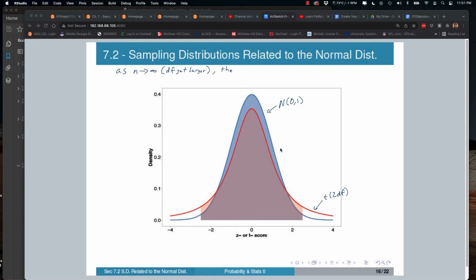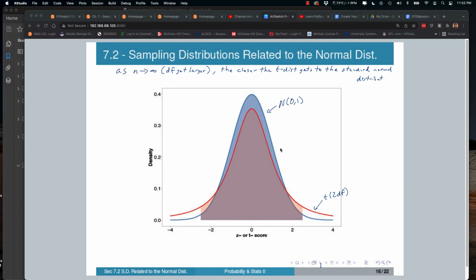The closer the t-distribution gets to the z-distribution, or the standard normal, that's important.